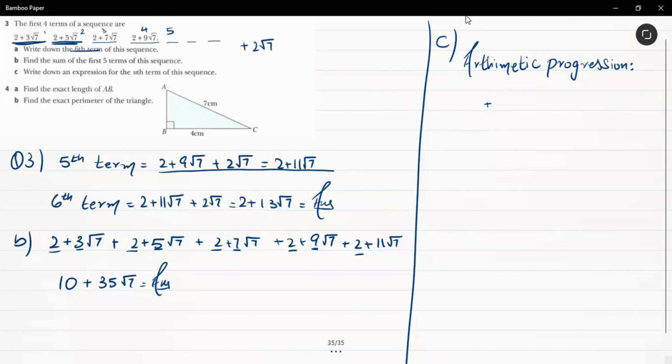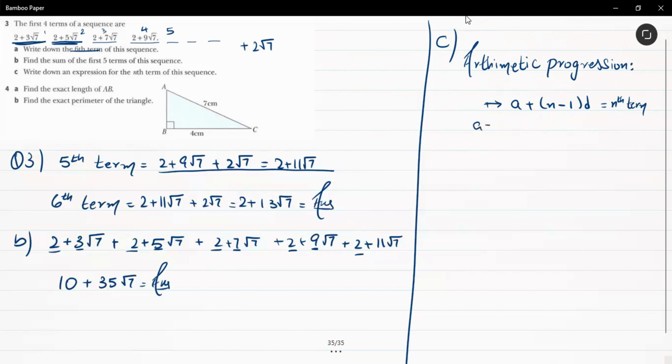So what's the formula for the arithmetic progression? And that formula comes in the add math formula sheet, okay? So no need to memorize it. The formula is a plus (n minus 1)d. And what's that formula for? The nth term of the sequence. So basically, what does this formula represent?